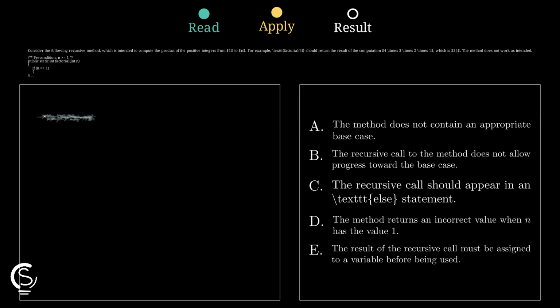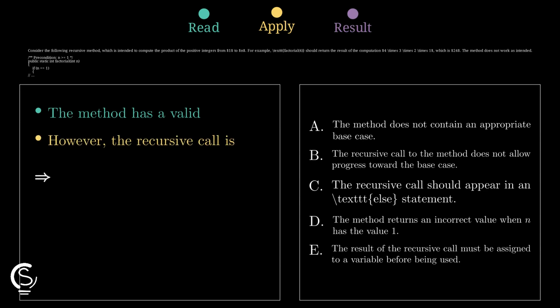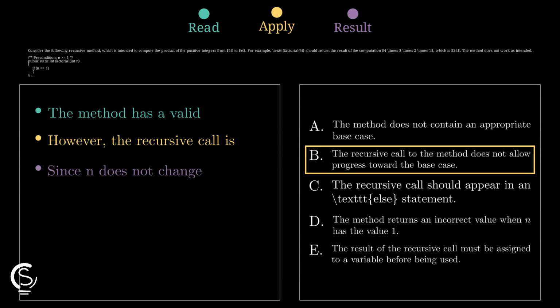Next, look at the recursive call. It says return n times factorial of n. This is a huge issue because the value of n never decreases toward our base case goal. Since n remains constant, the method calls itself infinitely. This infinite recursion makes option B the correct answer for this error.